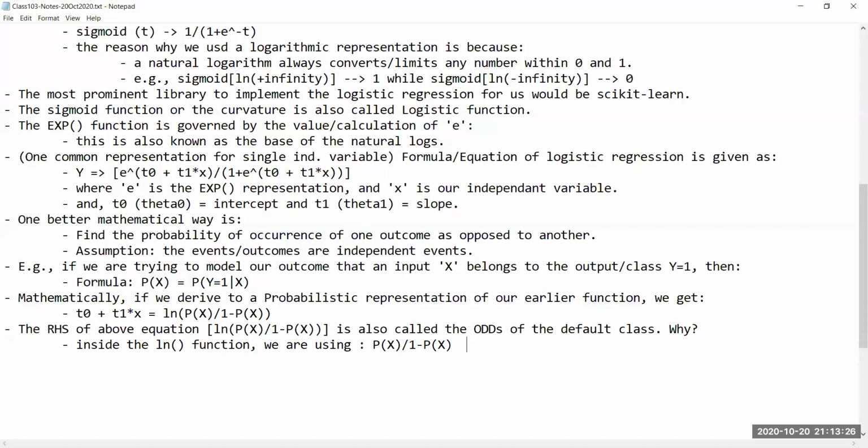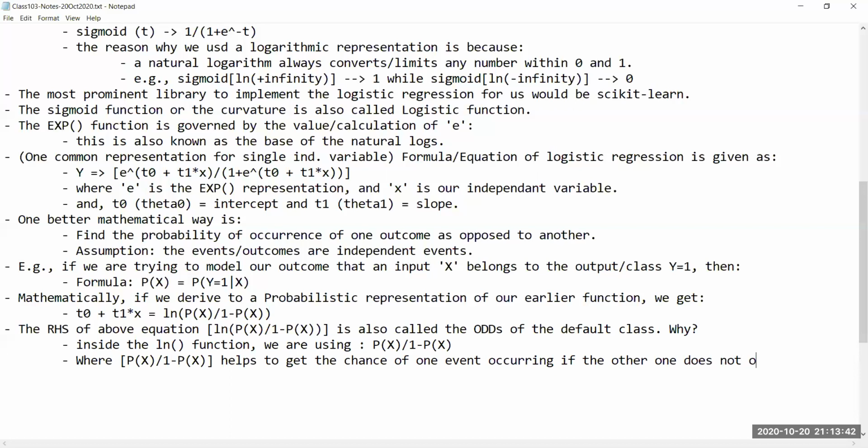And this value helps to get the chance of one event occurring if the other one does not occur, right? So it nullifies the effect of one of the events happening to find out how the other event is happening, right? So that's the easiest way in which I can represent the equation in a probabilistic sense, because now it has become easy for me.